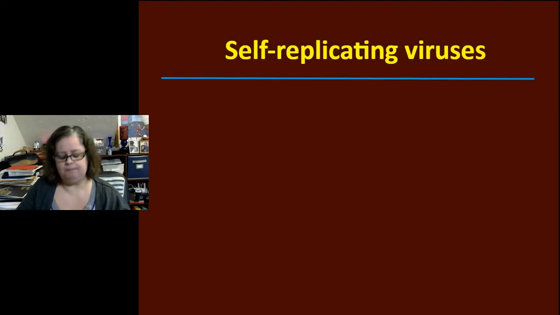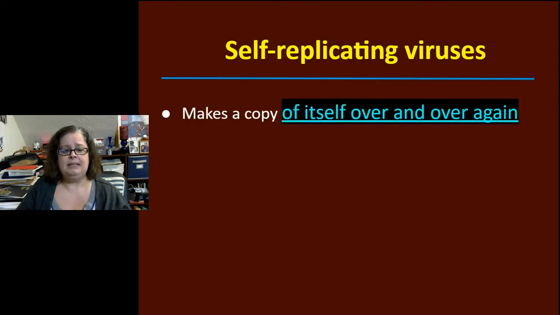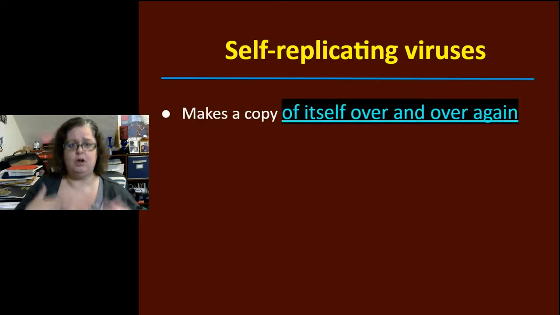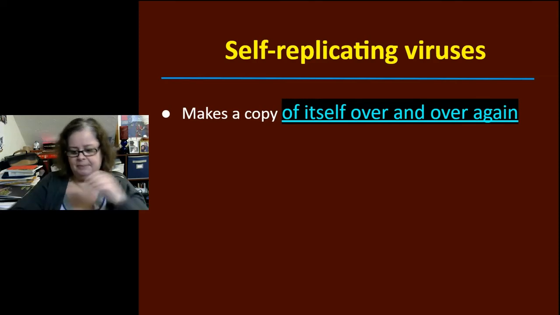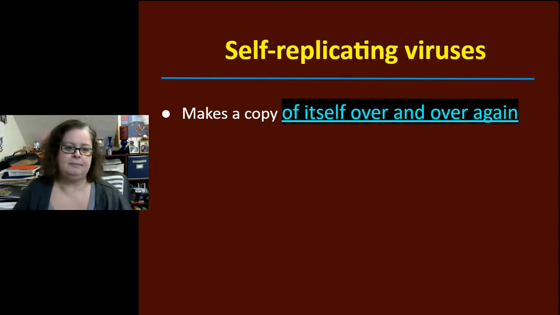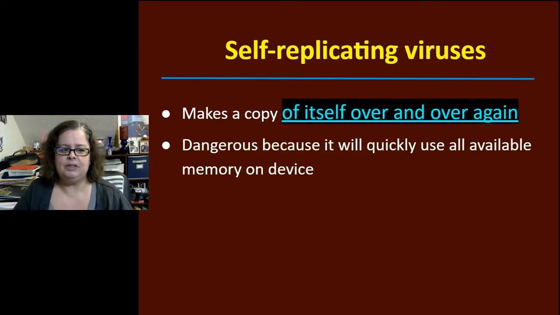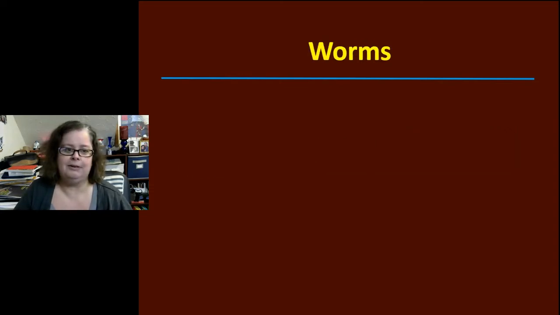The next type of virus, so one specific type of virus, is something called a self-replicating virus. So what does that mean? It means it makes a copy of itself over and over again. So it's just making copies. And it's dangerous because it's quickly going to take up all the available memory on your computer, all the hard drive on your computer. So you have no room for anything to run on your computer.